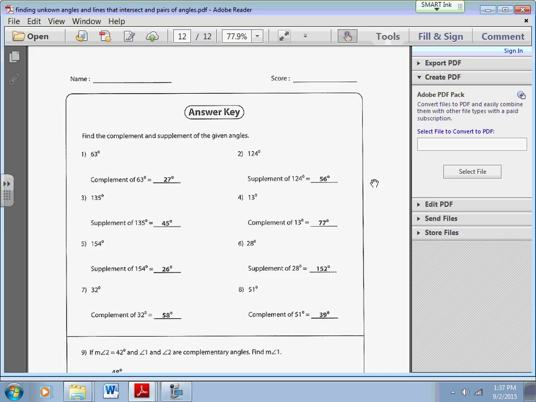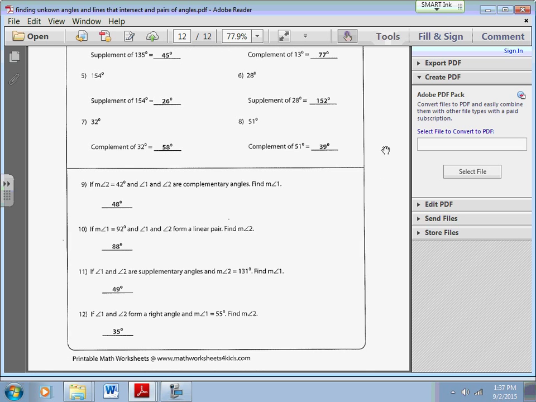Everybody okay on 1 through 8? Did everybody get those right? Yeah? Okay. Complementary, supplementary, pretty easy then? Yeah? Okay. Can I show the next answers? Yeah? Okay. 9 through 12. Can you check those real quick?